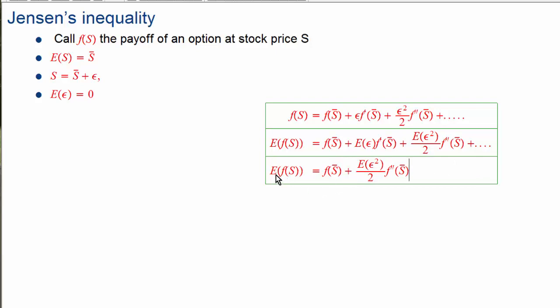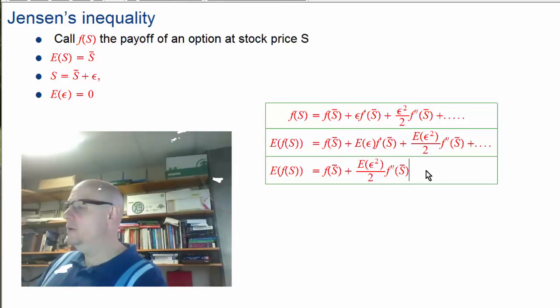Read this as the expected value of the payoff. Read this as the payoff of the expected value, because S bar is the expected value of the stock. And now this is some number, maybe the variance divided by 2. Whether this piece is positive or negative depends on the sign of the second derivative.